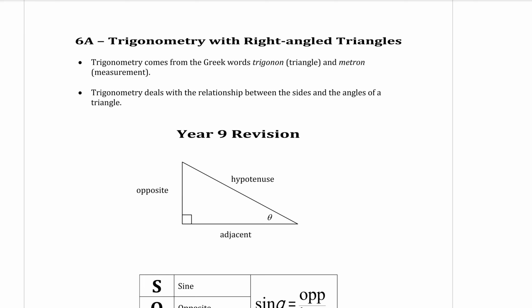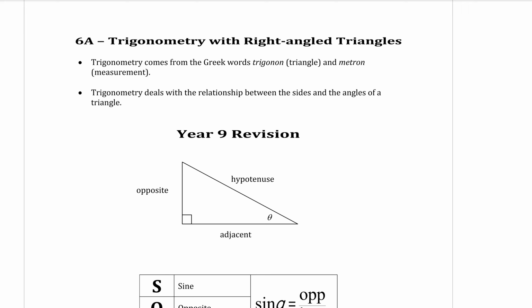So trigonometry with right-angled triangles. Trigonometry comes from the Greek word trigonon, which means triangle, and metron, which means measurement, because we're measuring things in our triangles. Okay? Trigonometry deals with the relationship between the sides and the angles, whereas we had Pythagoras' theorem, which would only deal with the sides, didn't it?